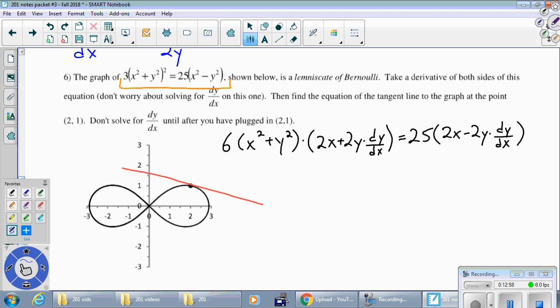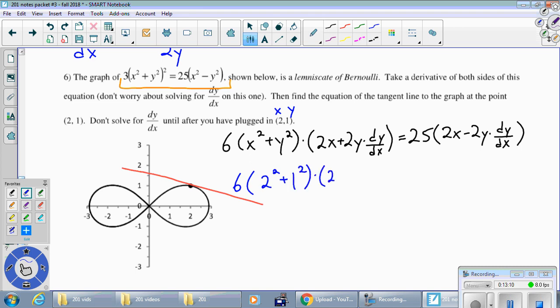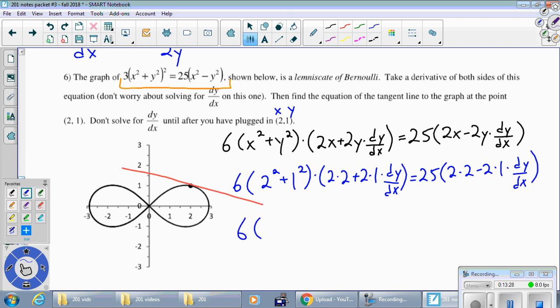So we're going to plug 2 and 1 into this equation. Every x becomes 2, and every y becomes 1. So here we go. 6 times (2 squared plus 1 squared) times (2 times 2 plus 2 times 1 times dy dx) equals 25 times (2 times 2 minus 2 times 1 times dy dx). Let's just do some arithmetic to clean this up. In the parentheses here, I see 5 times (4 plus 2 dy dx). Don't combine those, the 4 and the 2 there, equals 25 times (4 minus 2 dy dx), and don't combine those either.